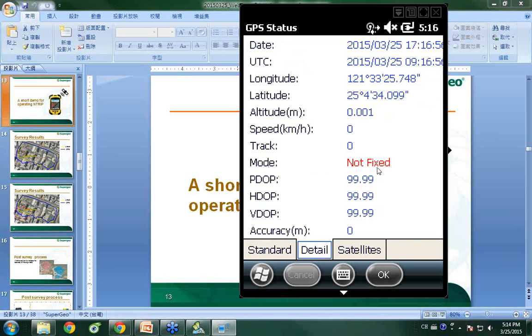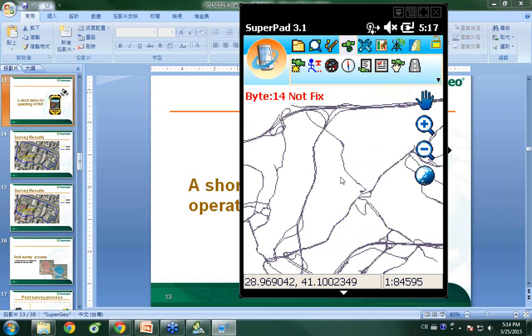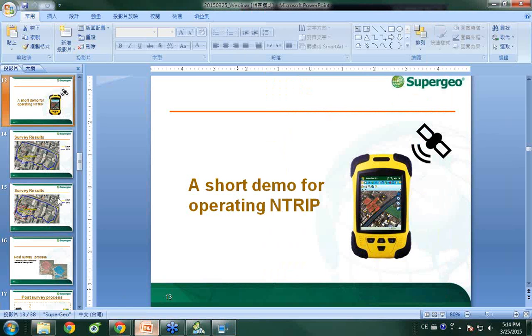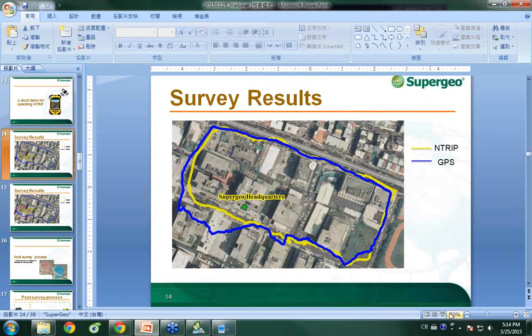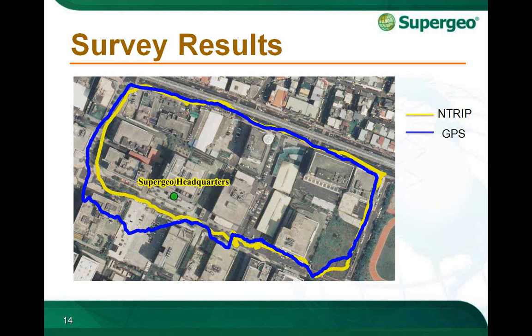Okay, if you get the GPS signals, the fixed status will show here. Now, because I'm inside of the building, so of course I can't receive any GPS signal. So now you can start to collect your data by the NTRIP solution. So because I'm inside of the building, I did a survey this morning.